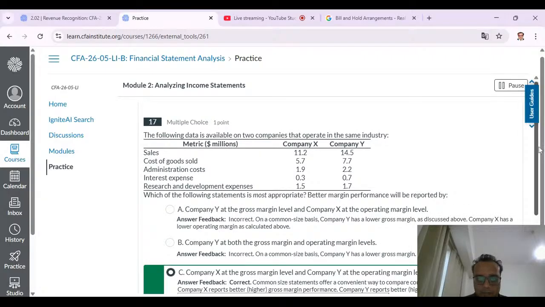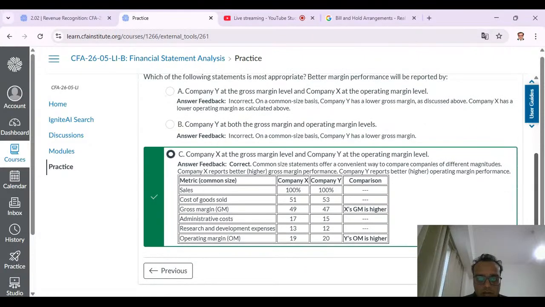Yeah, because sales 100%. Common size statement refers to a convenient way to compare companies of different magnitude. Company reports better, higher gross profit margins. Company Y better, higher operating margins performance. Sales minus COGS of company X is higher than company Y.